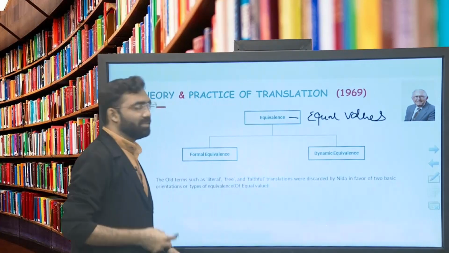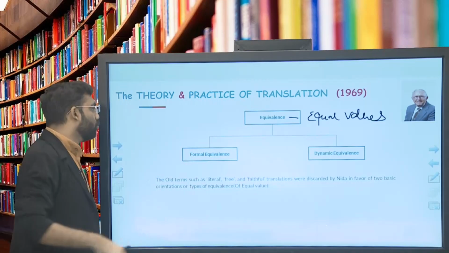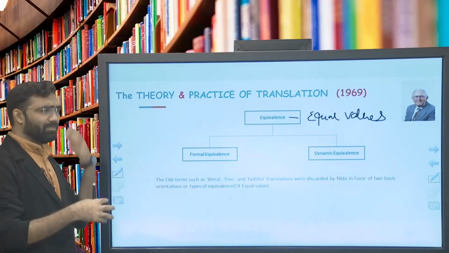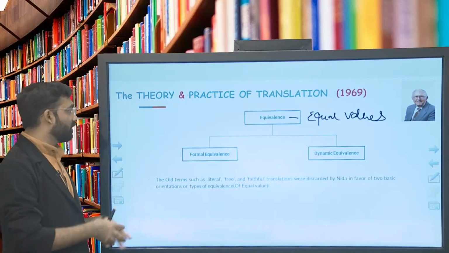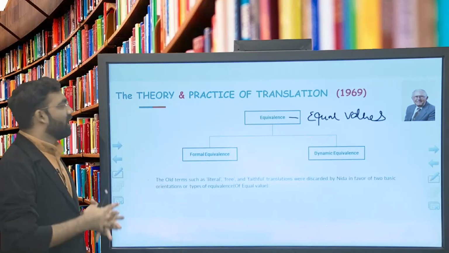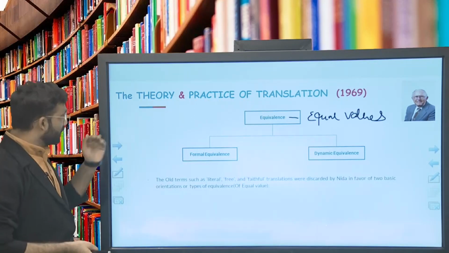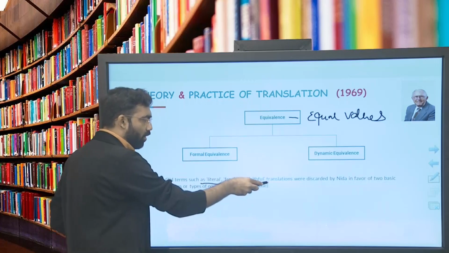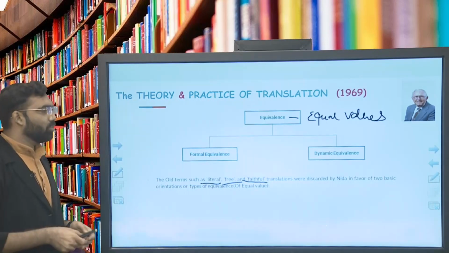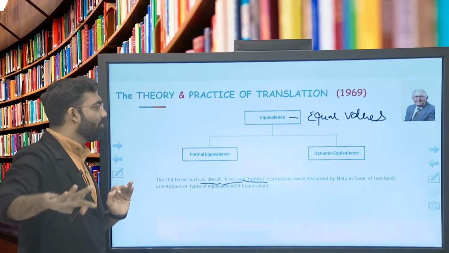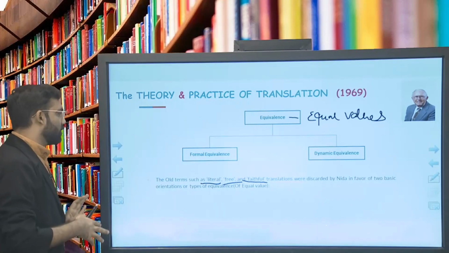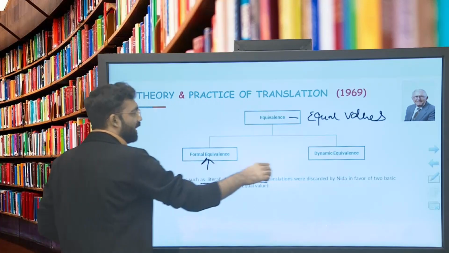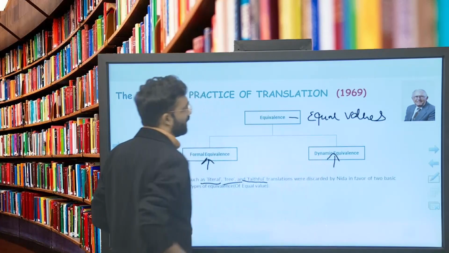What does equivalence mean? The words which have equal values. Formal equivalence and dynamic equivalence. Before Nida, there were terms such as literal, free or faithful translations. These were discarded by Eugene Nida in favor of two basic orientations, or types of equivalence, and the two orientations are formal equivalence and dynamic equivalence.